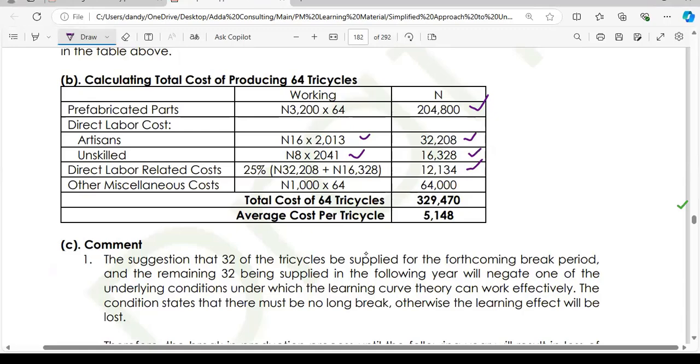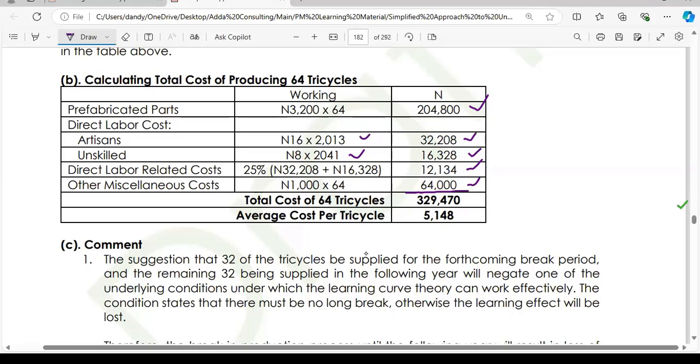Okay, then other miscellaneous costs. We are told that it's 1,000 naira per tricycle. Therefore, 1,000 multiplied by 64, that is 64,000. You add up everything. So that's what produced 329,470. So the total cost of producing 64 tricycles is 329,470. So to now get the average cost per tricycle, you need to divide the total cost of 329,470 by 64 tricycles.